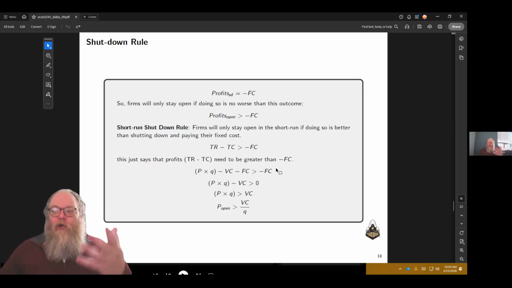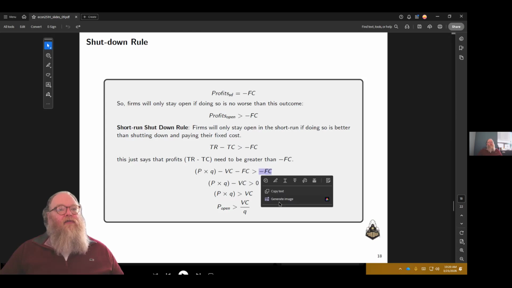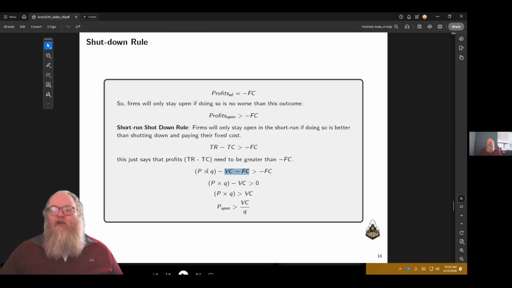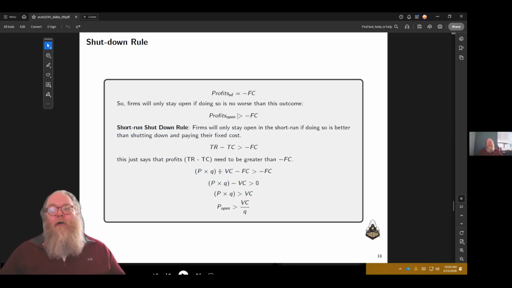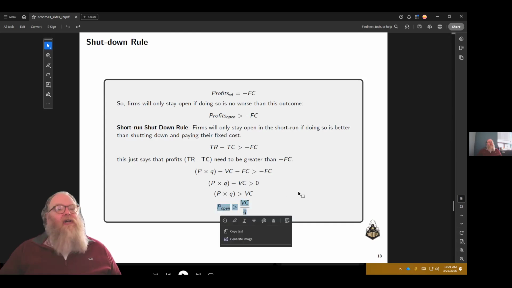Well, if you go through and do the math here, we can see the profits of the firm shutting down: again, negative fixed cost. And then this, of course, would be the profits of the firm staying open, right? We have total revenue minus total cost. We have the two components of total cost, variable costs and fixed cost here. If you just do the math and move some stuff around, what you get is this outcome.